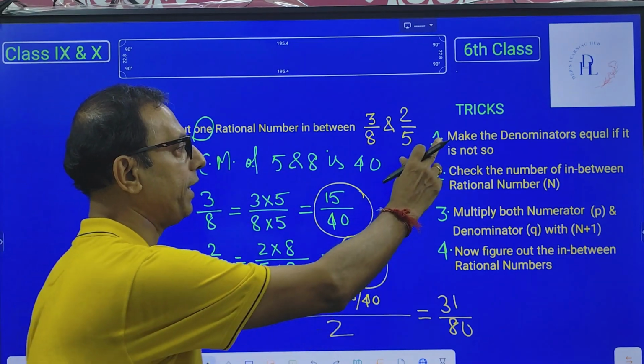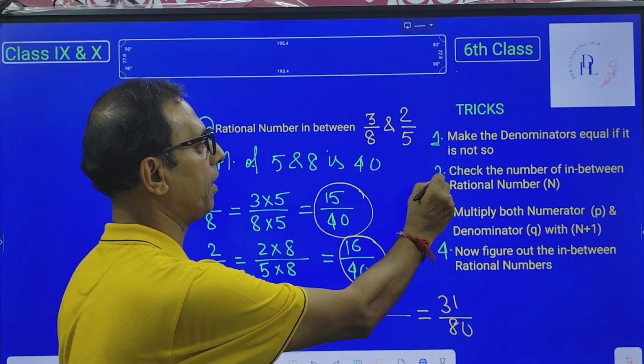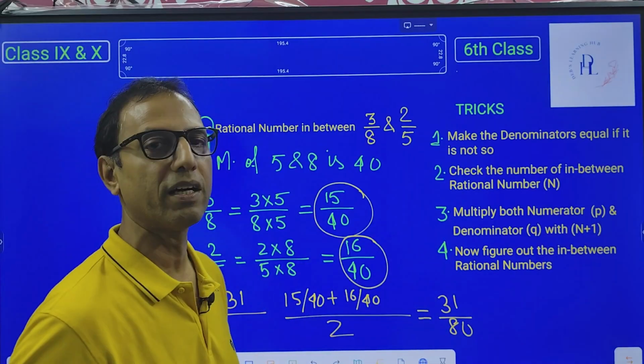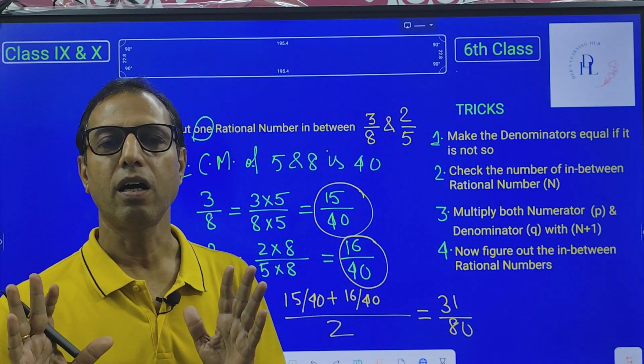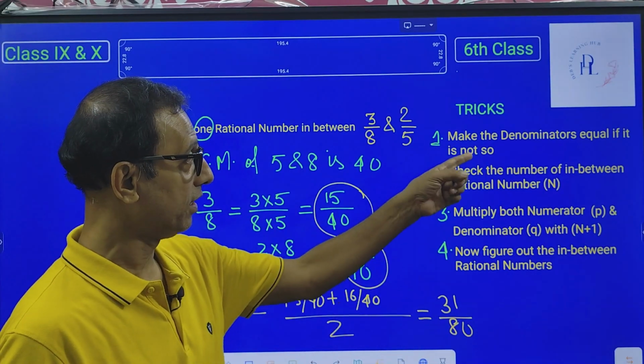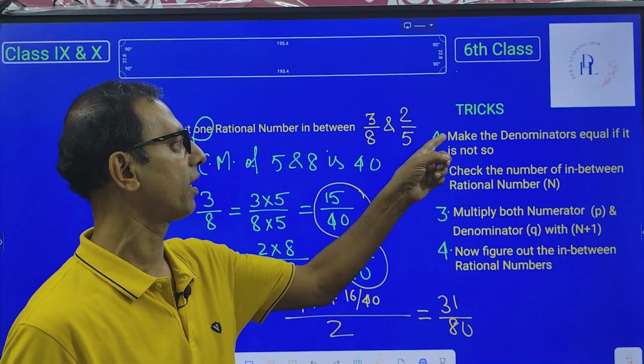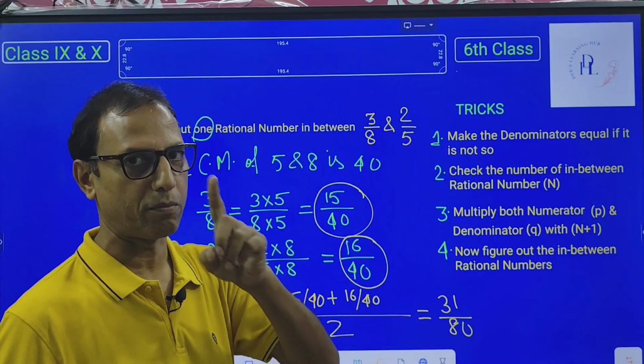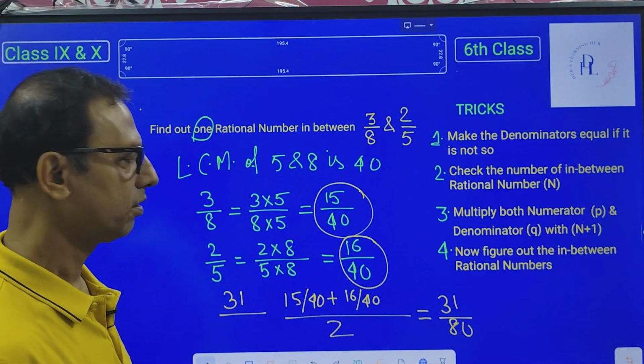So you don't need to follow step number 2 and step number 3 here if you are asked to find just one rational number in between. But you have to make the denominators equal. That is point number 1. That is the most crucial step. Got it?